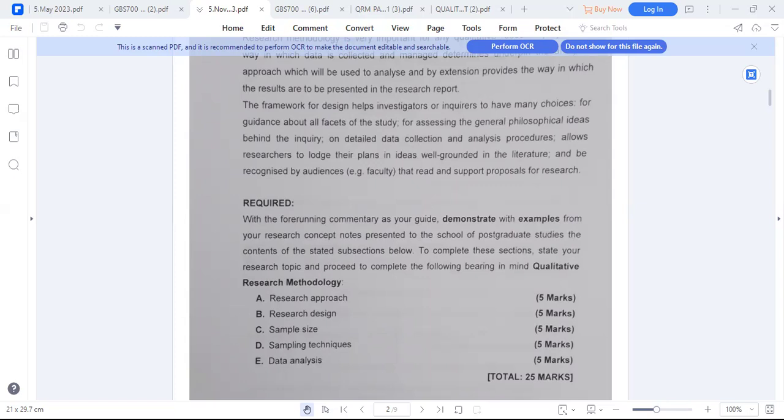Then for the designs, you use either a single case study or multiple case study, or an exploratory design, or descriptive qualitative design, or it can be an action research design that is under qualitative.